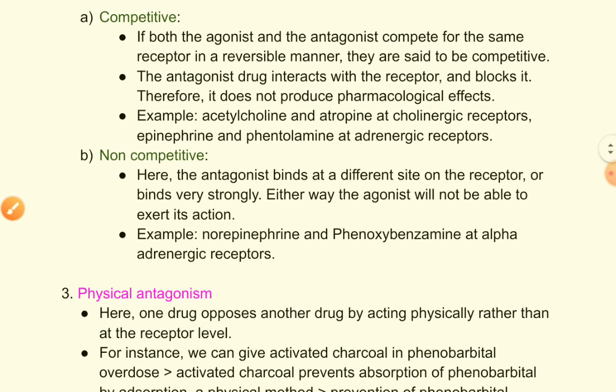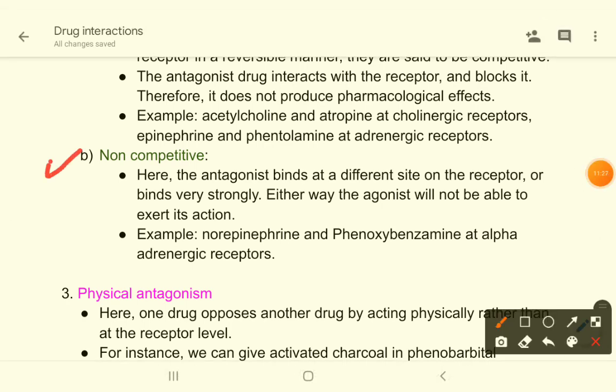And there is non-competitive antagonism. So what is non-competitive antagonism? Here the antagonist binds at a different site on the receptor or binds very strongly. Either the antagonist binds to a different site on the receptor, the same receptor. Both agonist and antagonist are acting on the same receptor, but the antagonist is binding to a different site on that receptor and the agonist is binding to a different site of the receptor. So here there is no competition.